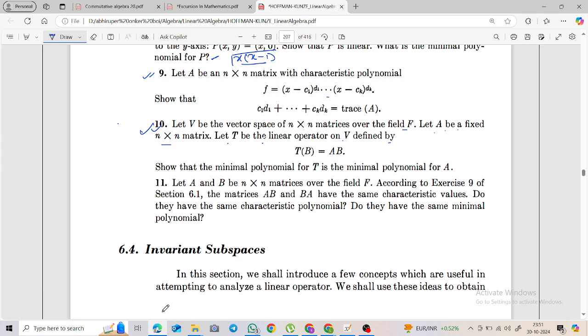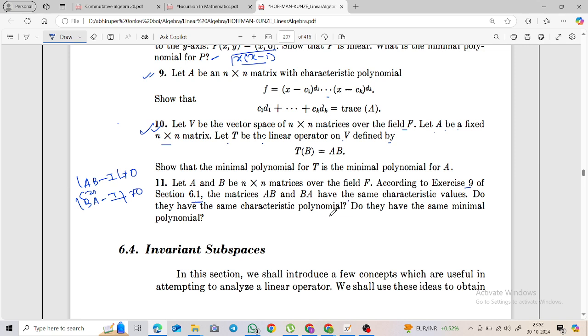According to exercise 9 of section 6.1, matrix AB and matrix BA have the same characteristic values, right? We have done this. Remember, there was a problem which said if AB minus I is invertible, then BA minus I is invertible if and only if this is not equal to 0. They are talking about that problem.